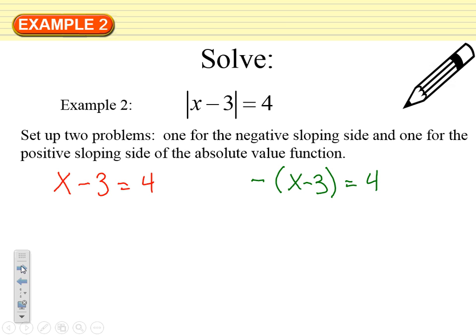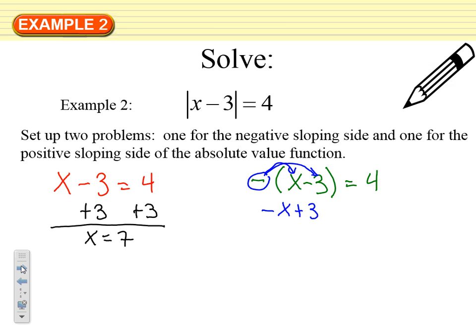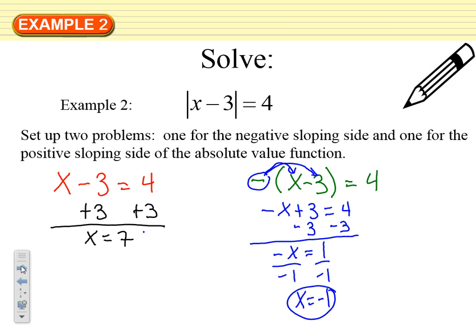Now we're going to solve both of these. If I solve this one, I'm going to add 3. So x equals 7. If I solve this one over here, I can distribute my negative if I would like. So I'm going to get negative x plus 3 equals 4. Solve this, I'm going to minus 3. Negative x equals 1. Divide by negative 1 on both sides. x equals negative 1. So here are my 2 solutions.